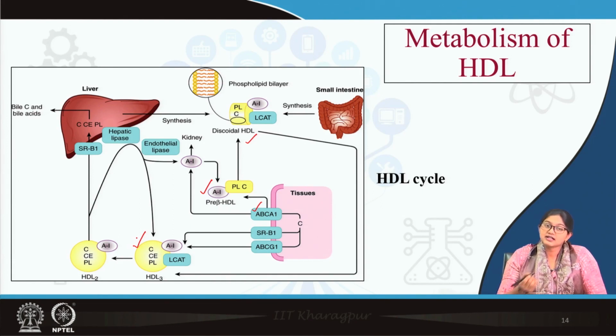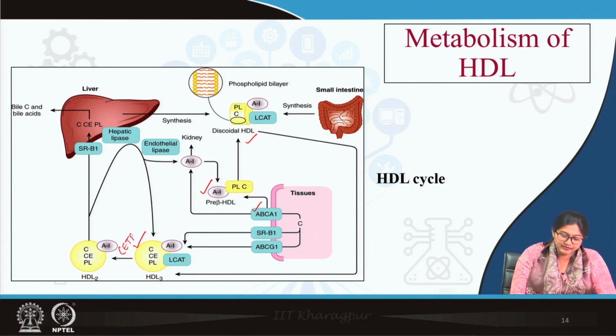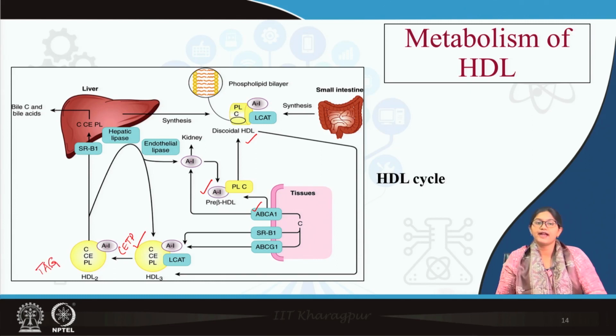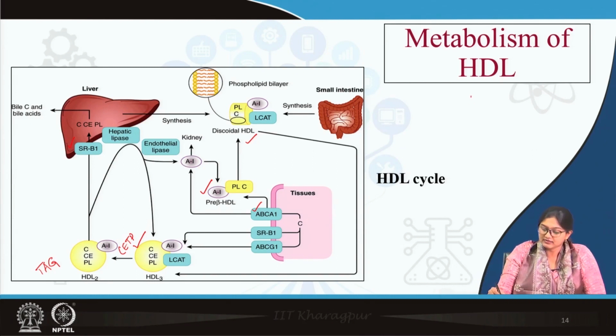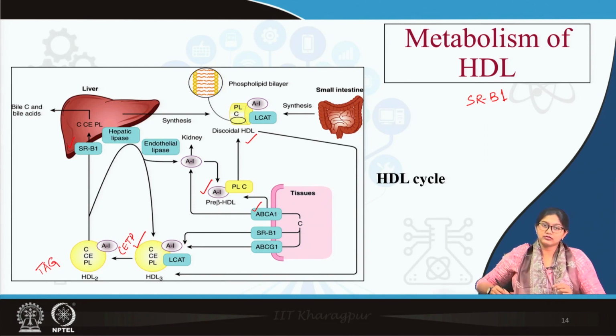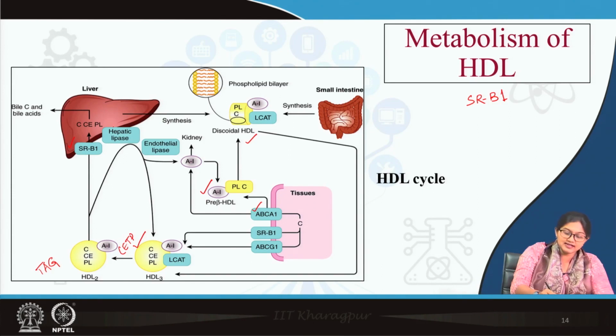Now, HDL3 is converted to HDL2 with the help of the protein CETP. So, HDL2 is a triacylglycerol rich form. Now, what is the fate of this triacylglycerol rich HDL2? It enters the liver. Inside the liver, it is uptaken by the receptor SRB1, scavenger receptor B1. So, once it is uptaken, the triacylglycerol is degraded by the enzyme hepatic lipase.